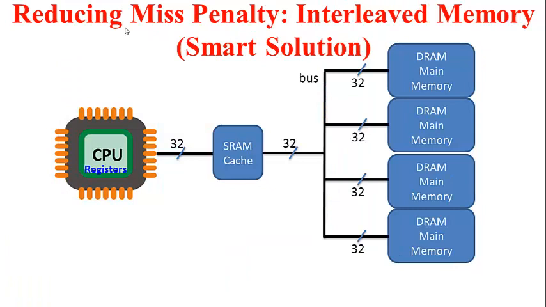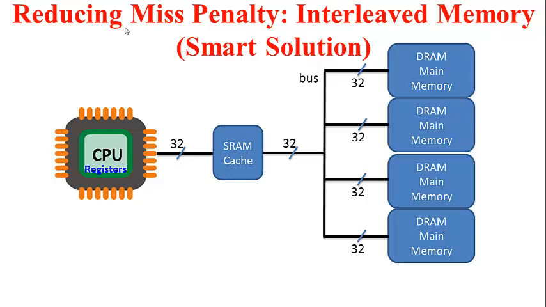Here is the smart solution to reducing the miss penalty without incurring the disadvantages of the wide memory solution. This solution goes by the name of interleaved memory. Let me illustrate this solution through a specific example. In this solution, we are not going to increase the width of the cache or main memory units. They are going to remain at 32 bits or 1 word.